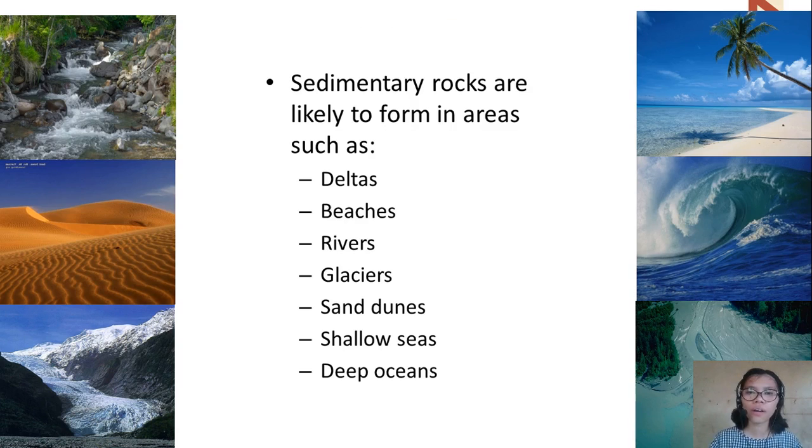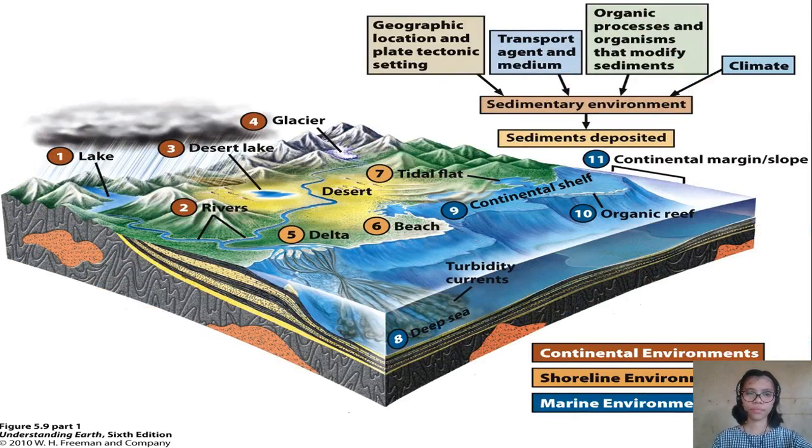Sedimentary rocks are likely to form in areas such as deltas, beaches, rivers, glaciers, sand dunes, shallow seas, and deep oceans. In this picture, we can see the sedimentary environment: the geographic location and plate tectonic setting, the transport agent and medium, organic processes and organisms that modify sediments, and climate. Also, we have the sediments deposited.